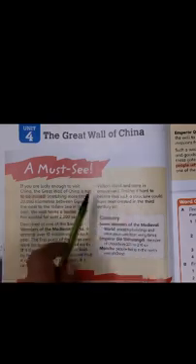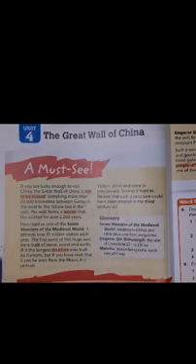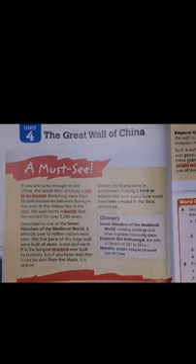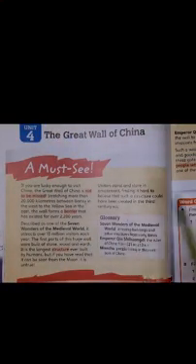Yes, children, both these texts, the Great Wall of China and the Great Wall of China, this is a fact file. This is the Great Wall of China, a must-see. Both of these, children, are non-fiction. Why are they non-fiction? Because they are providing us information and facts. Okay? Both these texts provide us information and facts. So that's the reason why they are non-fiction.